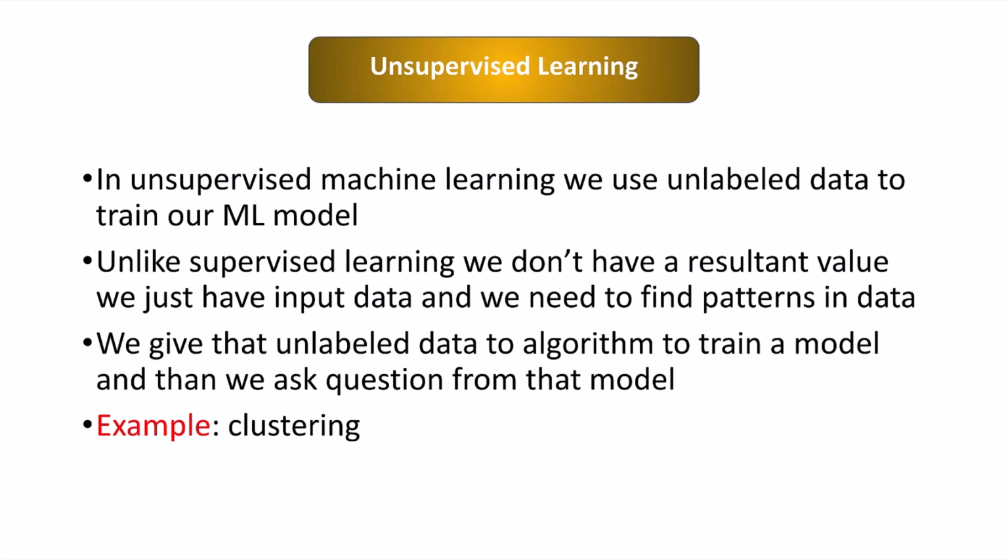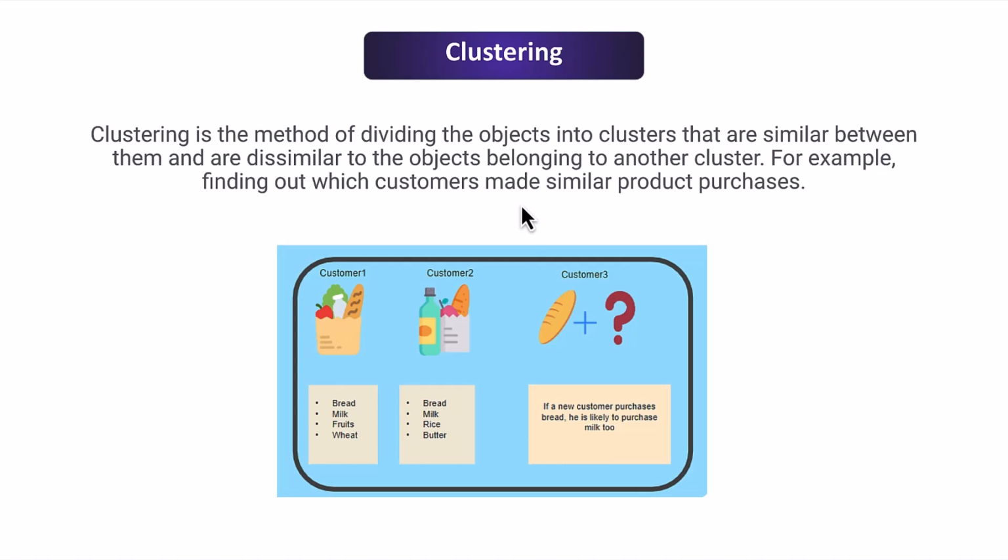Let's look at the detail of clustering so that we can understand how machine learning models are trained without the label or without the result. Clustering is a method of dividing objects into clusters or groups that are similar between them and are dissimilar to the objects belonging to another cluster. For example, finding out which customers made similar product purchases. A practical example of clustering can be applied on a bakery or on a store.